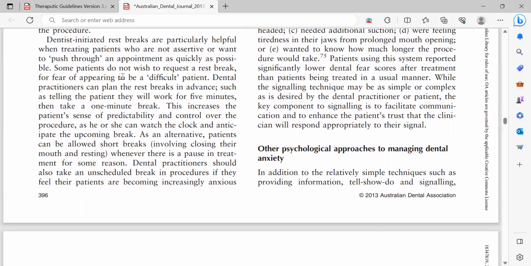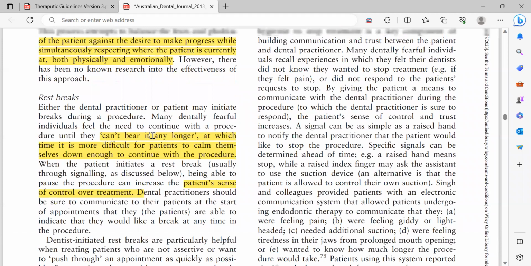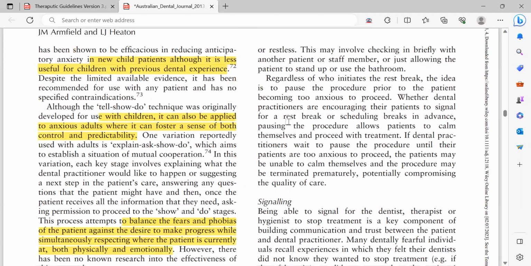The dental practitioner can plan the rest break in advance, such as telling the patient they will work for 5 minutes and then they will take a 1 minute break. This increases the patient's sense of predictability and control over the procedure, as they would know that they can watch the clock and anticipate the upcoming break. So it is very important to give them the rest and the break.